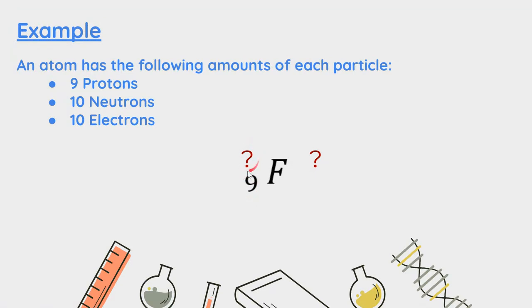What about the top left? What number will go in the top left here? That'll be 19, because this is the mass. 9 protons plus 10 neutrons gives us 19. And finally, what will go in the top right? This will be negative 1, because there is one more electron than protons, so it's negative 1.